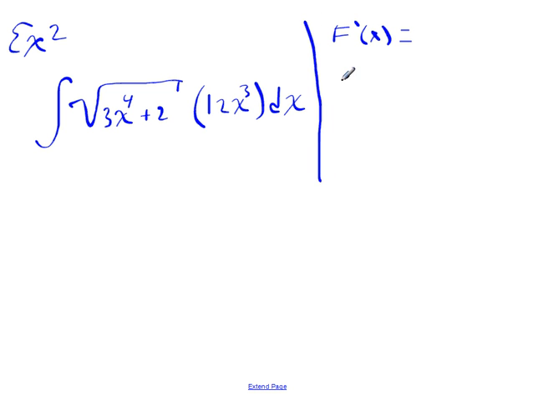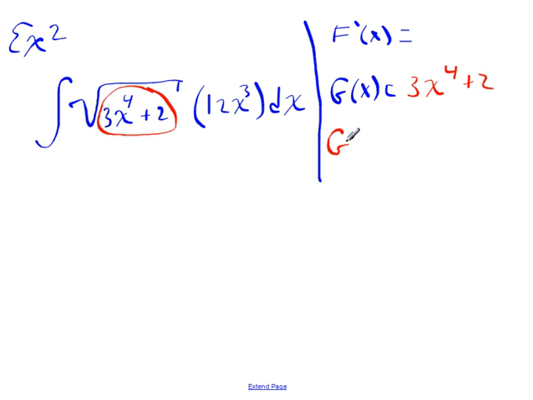I think the easiest thing to identify is the inner function g of x. In this case, try to figure out what you think it is. Here is our inner function right here. Our inner function is 3x to the fourth plus 2, and the derivative of that is 12x cubed, which we see right here. So what would be our outer function, which is f prime of x? Well, my outer function is the square root of something, so it's just the square root of x.